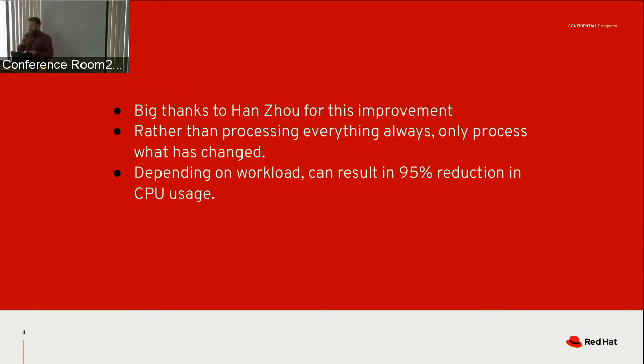In certain workloads that both Han and I tried out, we saw tremendous improvement in CPU usage, sometimes going down as low as 95% lower than what it had been before. In my opinion, the incremental processing change in OVN is the biggest single performance enhancing change that has ever gone into OVN, at least as long as I've been working on it.